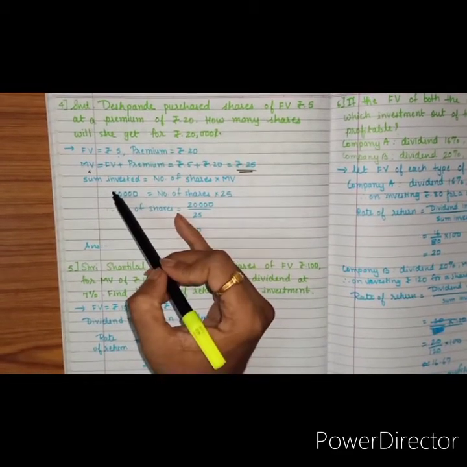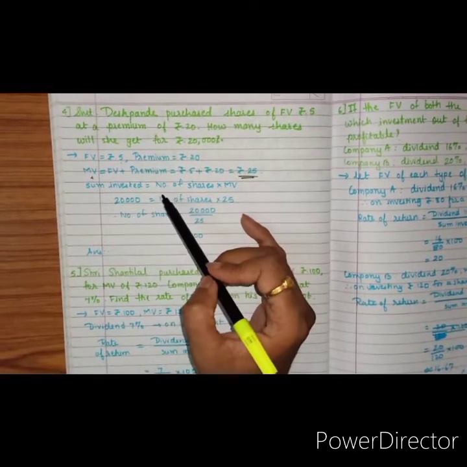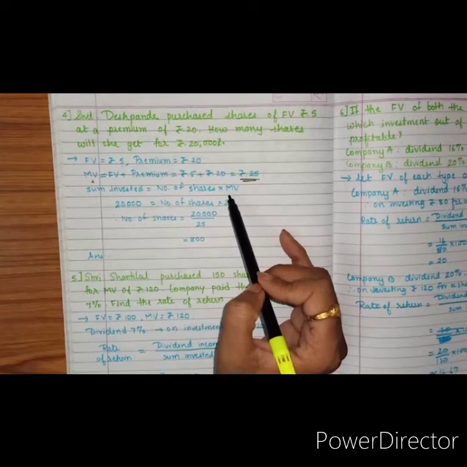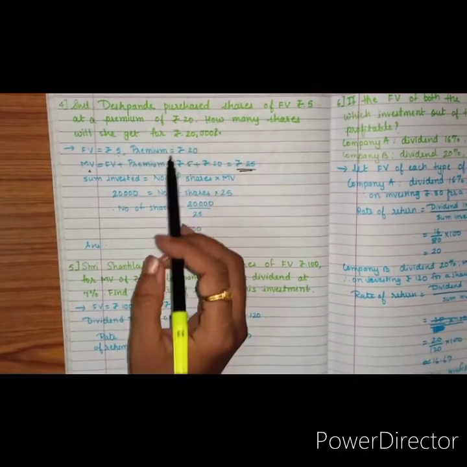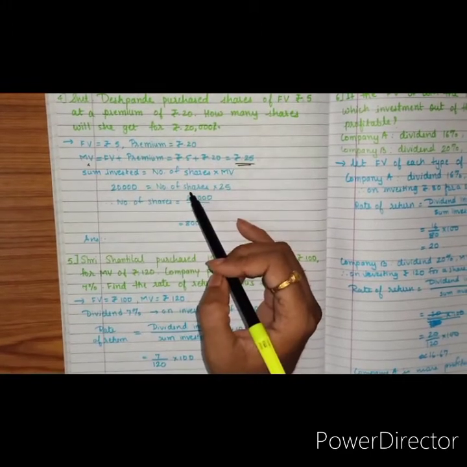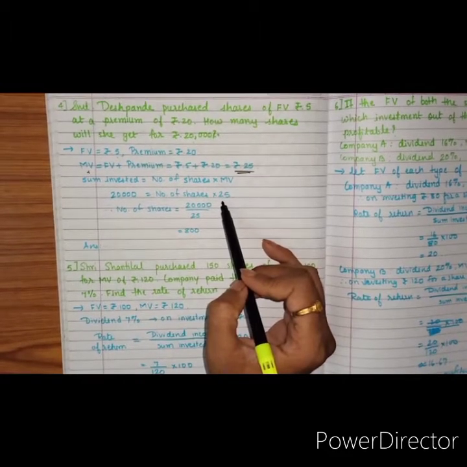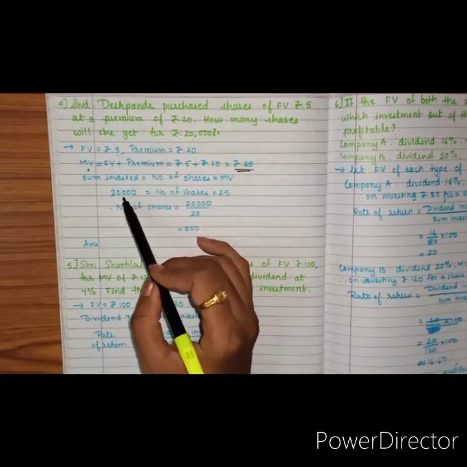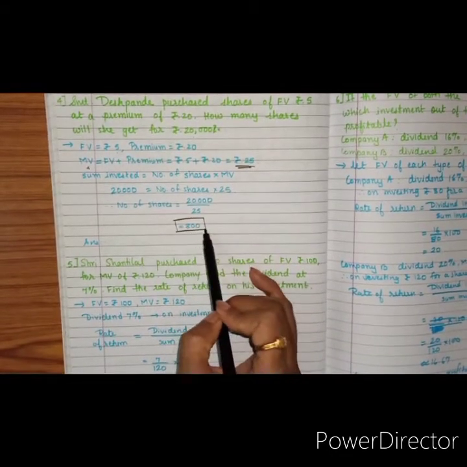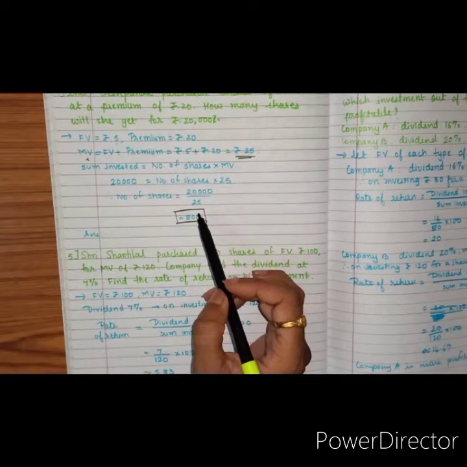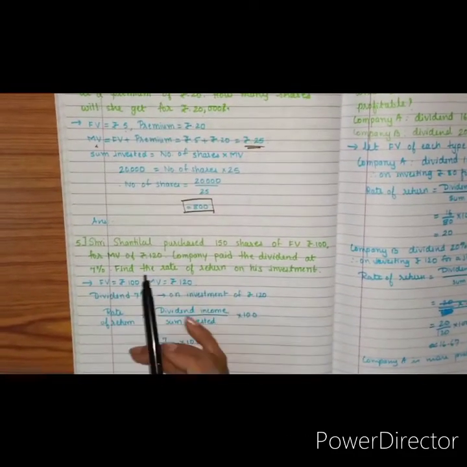Now we know sum invested, means the total investment done, is equal to number of shares into market value. So we have sum invested, that is 20,000, and number of shares we need to calculate into market value of 1 share, that is 25. So number of shares is 20,000 divided by 25, you get 800. This is your answer. How many shares she must have purchased? 800. Do not forget to write answer statement.